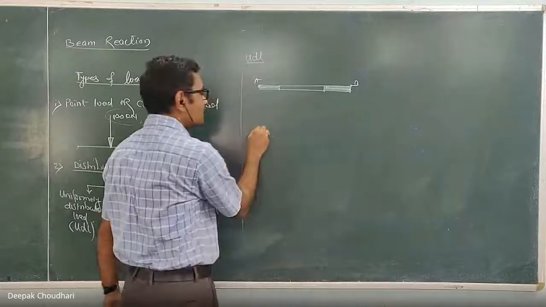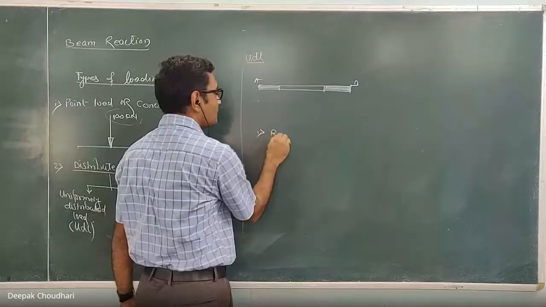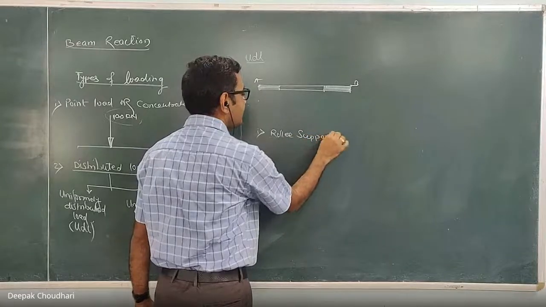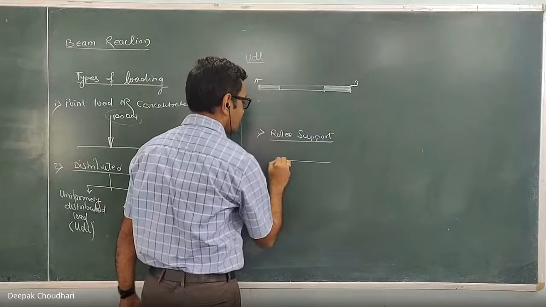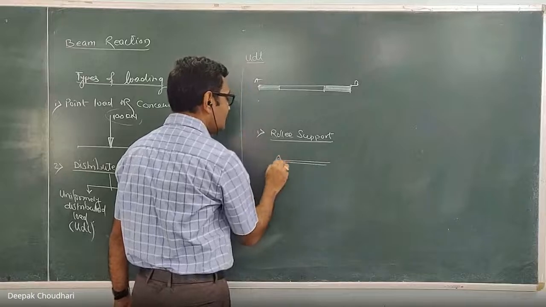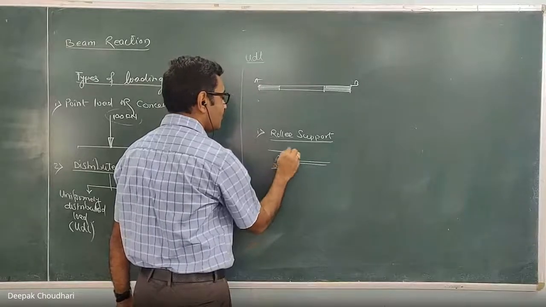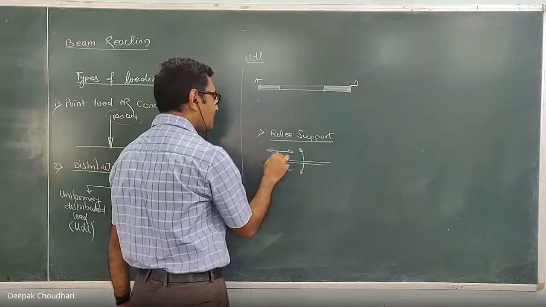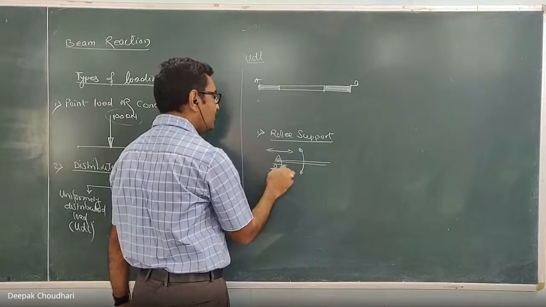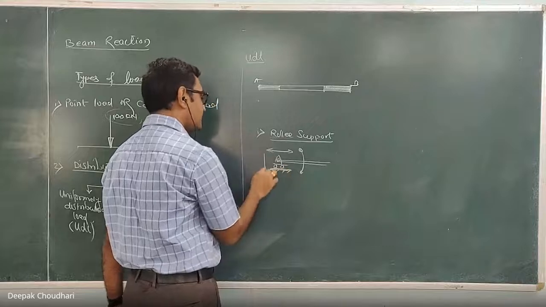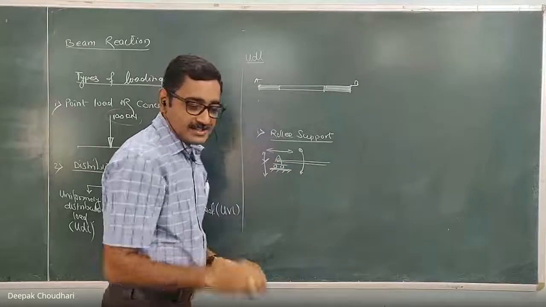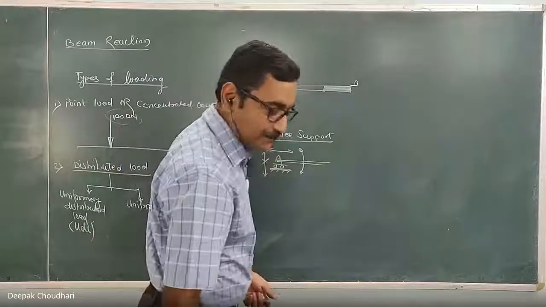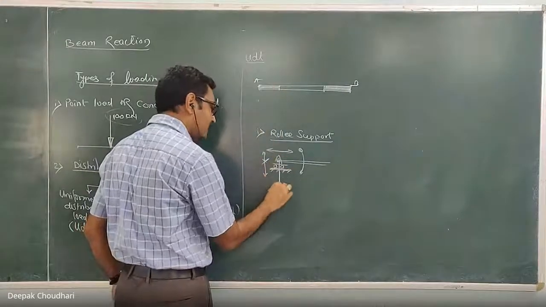The first type of support which I told is the roller support. How many unknowns are there at the roller support? At the roller support, horizontal motion is allowed. One direction motion is allowed. Rotational motion is allowed, but the vertical motion, or the motion perpendicular to the supporting surface, is restricted. Since the motion perpendicular to the supporting surface is restricted, the reaction shall be a force in that direction.